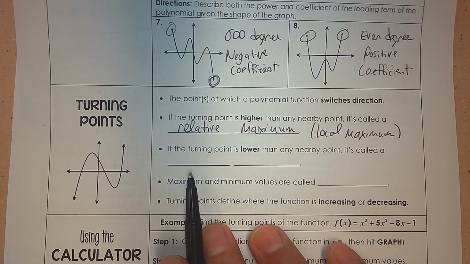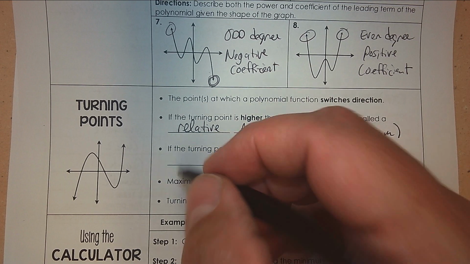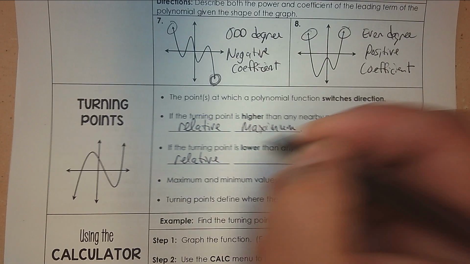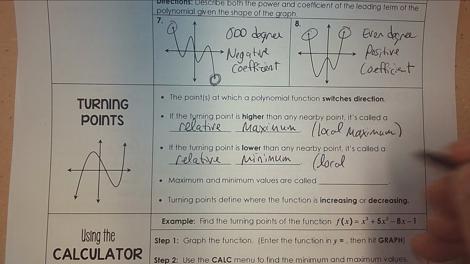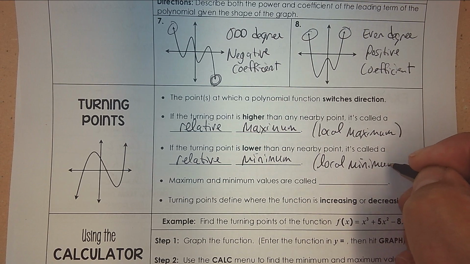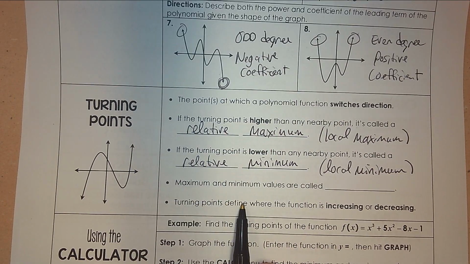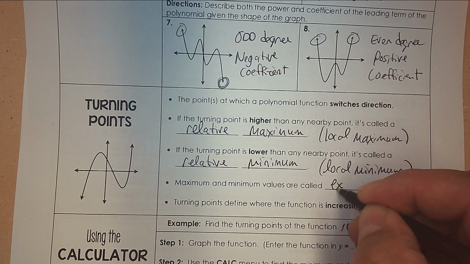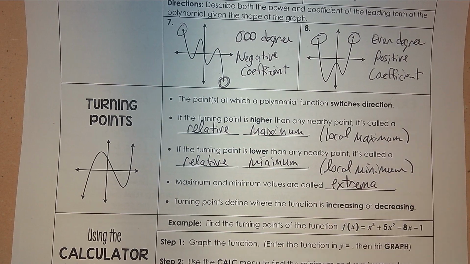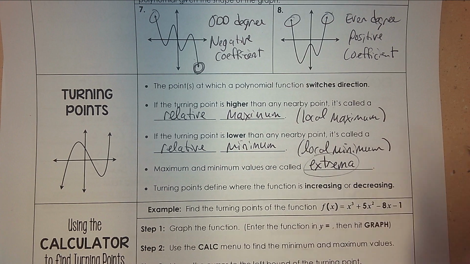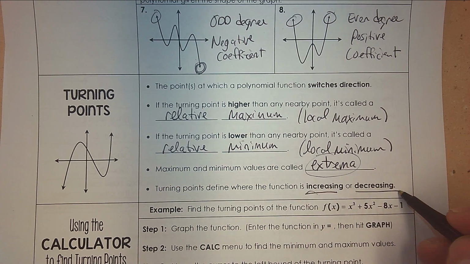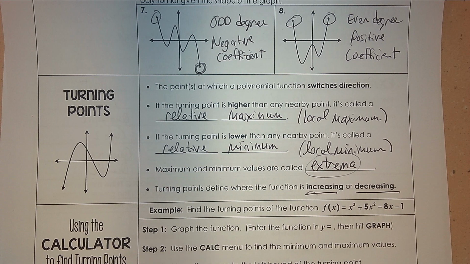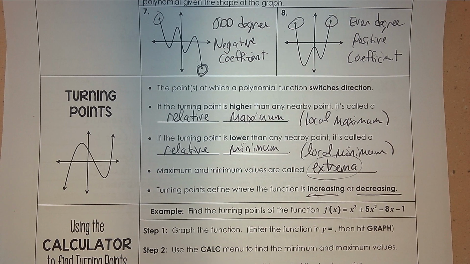If the turning point is lower than any nearby point, it's called the relative minimum. And again, sometimes instead of the word relative, we use the word local, and it means the same thing. The maximum and minimum values are called, and here's a fancy word, extrema. So if you say that word, you mean the extremes of the function, the tops and the bottoms. So turning points define where the function is increasing or decreasing. If a function turns, that means instead of increasing, it's decreasing, or vice versa.